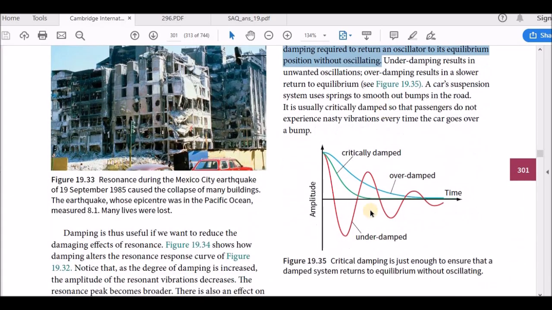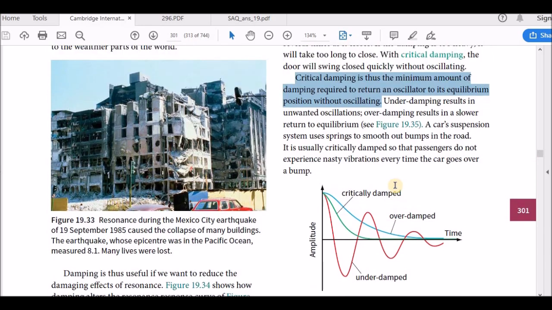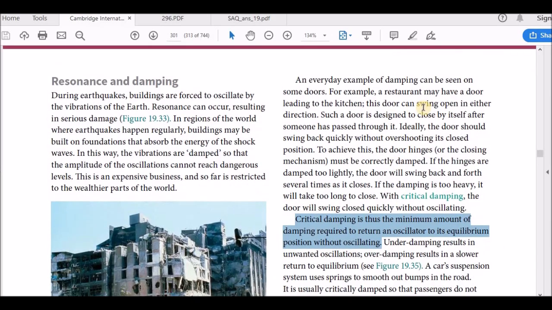Now if it is underdamped, what will happen is the door will swing back and forth for a long time before it stops or closes. But if it is overdamped, what will happen is once the door is open, it will take a long time for the door to close. But if it is critically damped, then after somebody opens the door, it will close at the right speed at the right time. Okay, so that's what is explained over here.